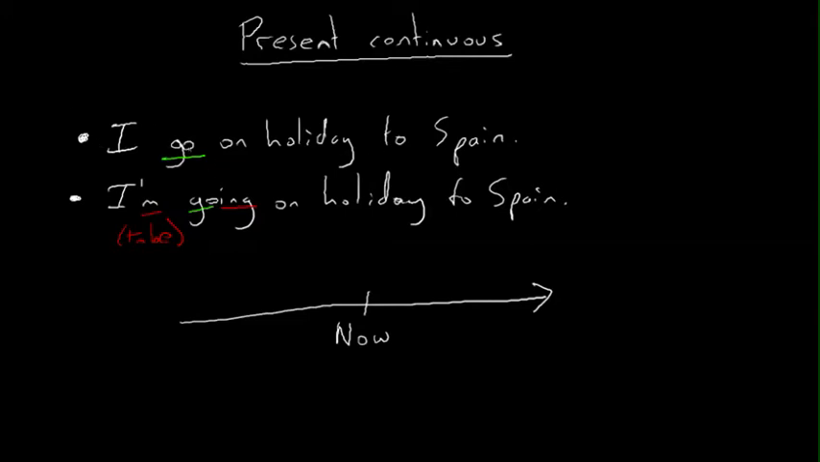So in our first example, I go on holiday to Spain. It's present simple, so we know it's a fact. It's not necessary to talk about the time. It's something that happens all the time, past, present, future. It's a general fact about my life, about my preferences. For holiday, my preference is Spain.